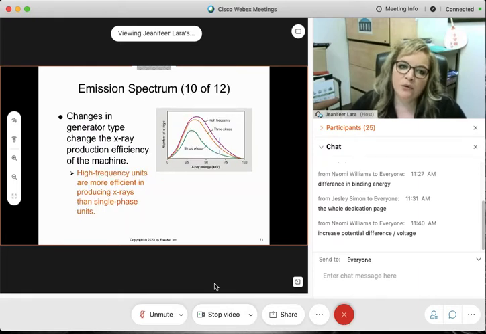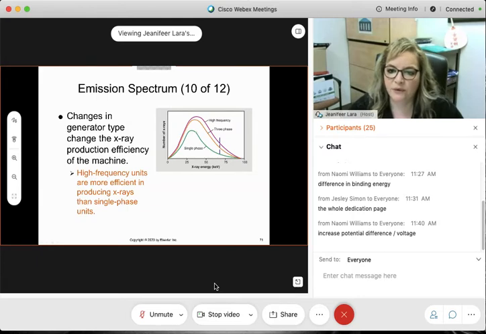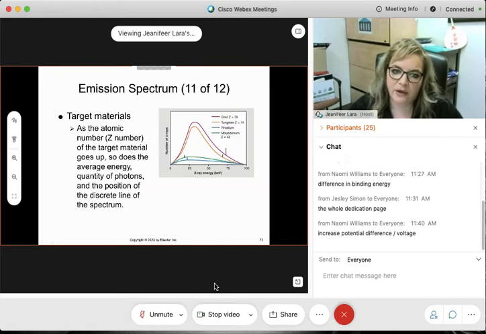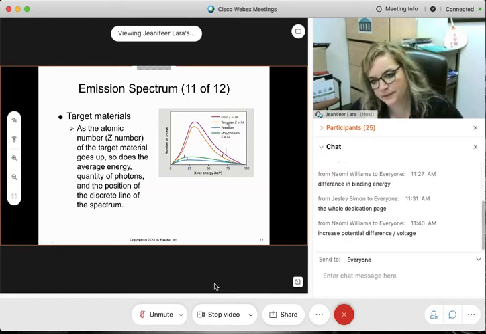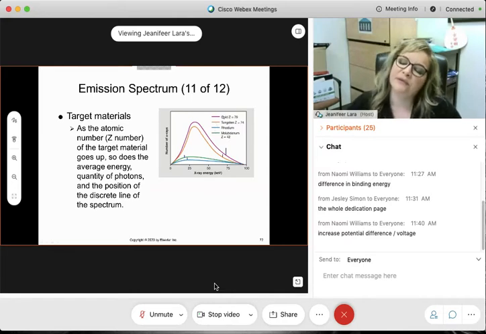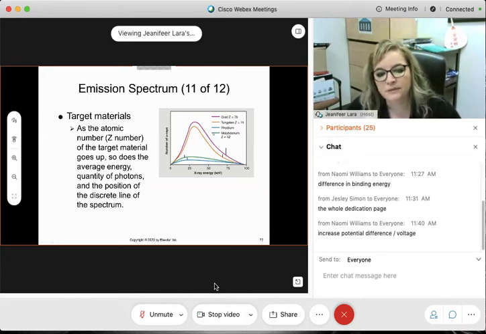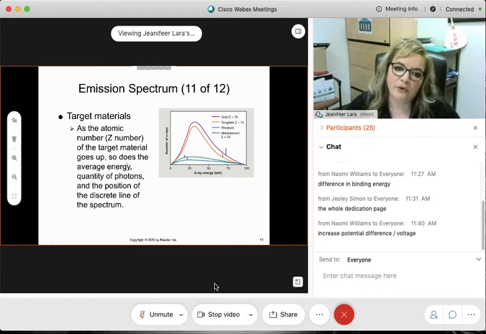Okay, and the last one that we'll go over, we talked about a generator, but we're using high frequency, so I'm not worried about this one right now. However, for the target material, we have different types. We use tungsten. Gold can be used, and I don't know who's using gold, but I know mammography uses molybdenum, and so these are other targets. So when the atomic number goes up, so does the average energy. That's all you have to remember: when the atomic number goes up, so does the energy level.